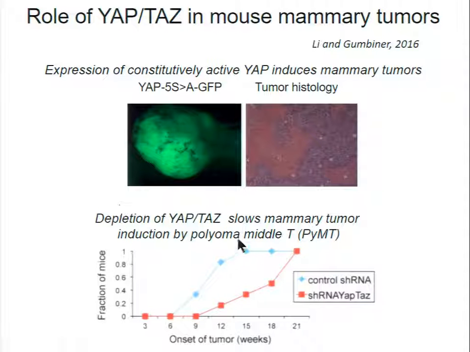And in this experiment, this is a model for mammary tumorigenesis, the PYMT model. By knocking down YAP and TAZ, we lengthen the time course of that. We didn't block tumors entirely, but slowed the formation of tumors in mice. So these data argue that YAP and the Hippo pathway are involved in mammary tumorigenesis. We haven't connected it to the PI3 kinase pathway yet, but that's next on the agenda.